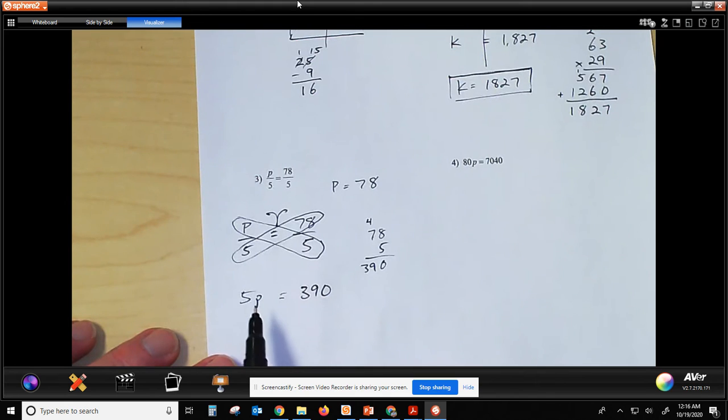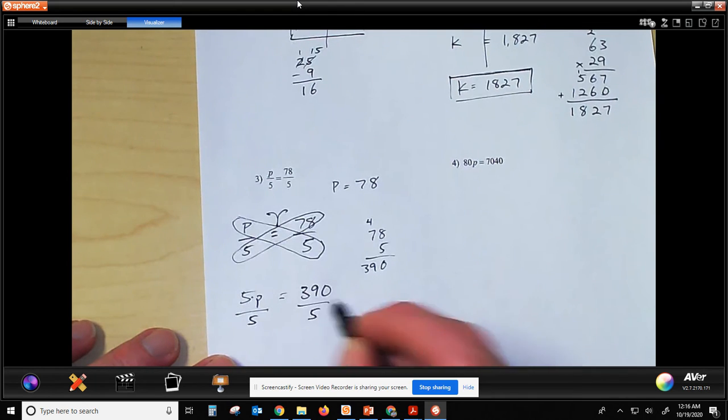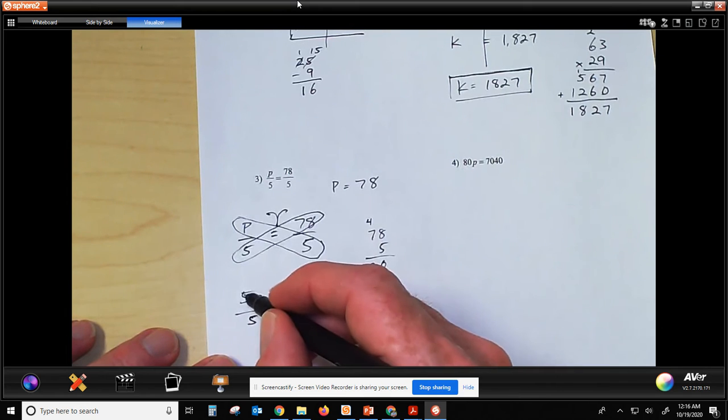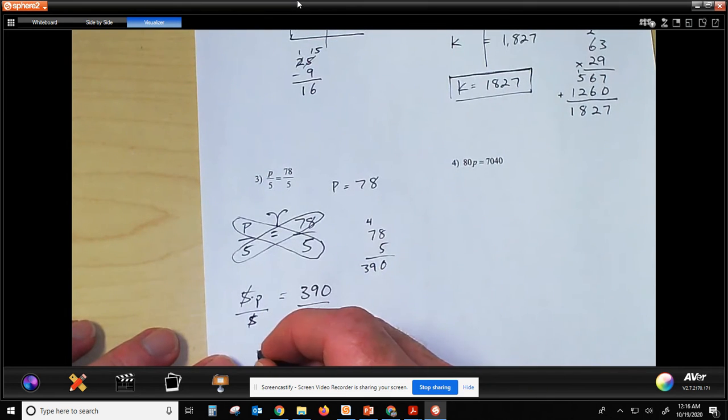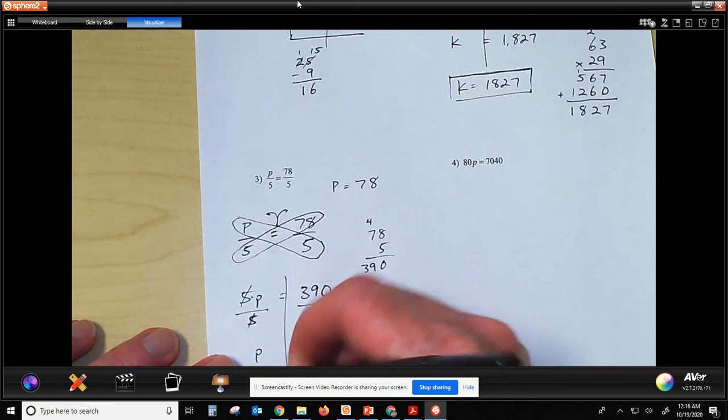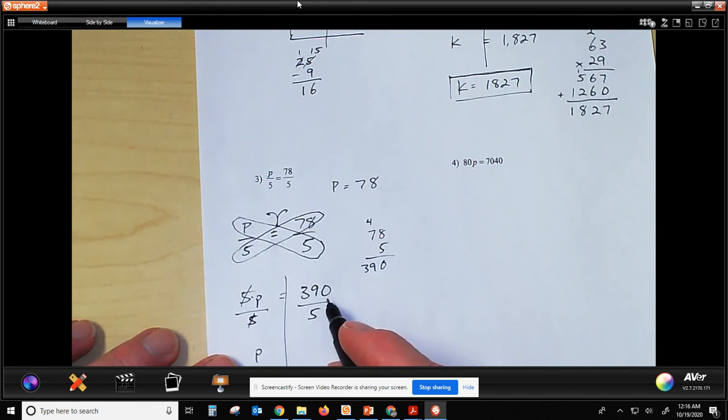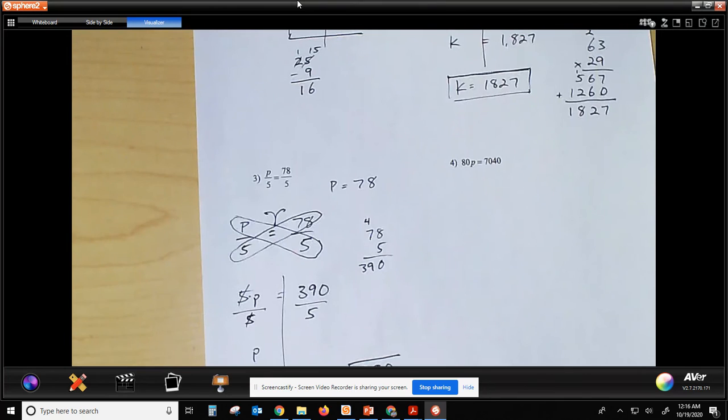All right, but I need to solve for P. This is 5 times P equals 390. So I do the opposite operation. I divide by 5. These 5s will cancel, and I will have P equals 390 divided by 5. Maybe I don't remember that either. 390 divided by 5. Division.